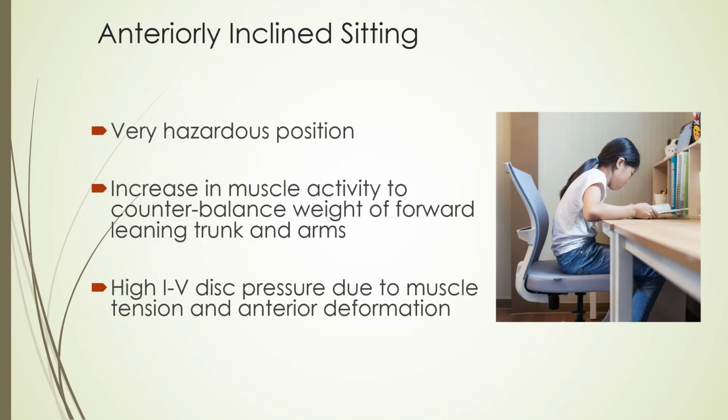The last sitting position we'll be looking at is the anteriorly inclined sitting. This sitting position is very similar to the relaxed, unsupported sitting. The difference is that the person is leaning forward, thereby increasing the amount of hip flexion. The body reacts to this position by increasing the back muscle activity to counterbalance the weight of the trunk leaning forwards and the weight of the arms. With the more anterior leaning posture, the anterior pressure in the intervertebral discs is also increased.